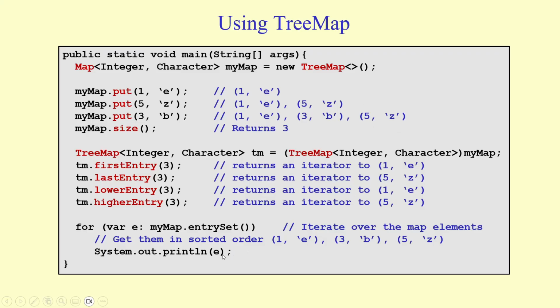Finally, if I iterate all the elements of this map, I would be getting all the entries in sorted order of their keys, because this is a tree map. It stores all entries in the ordering that you specify based on the key.